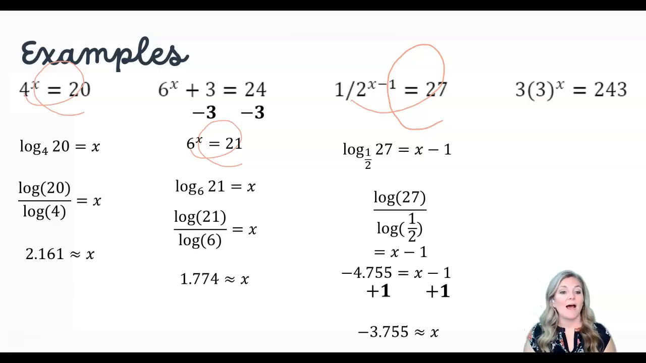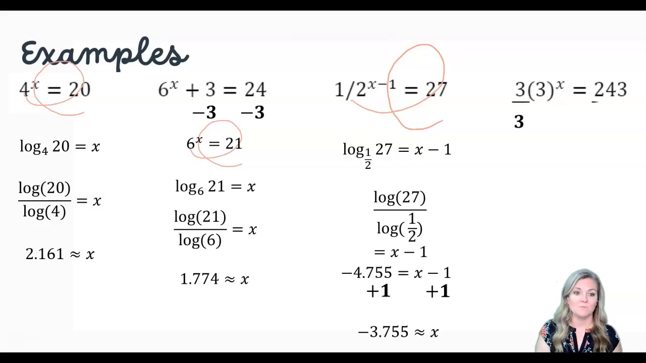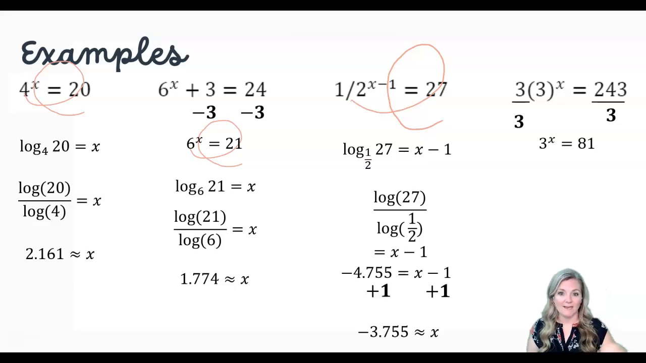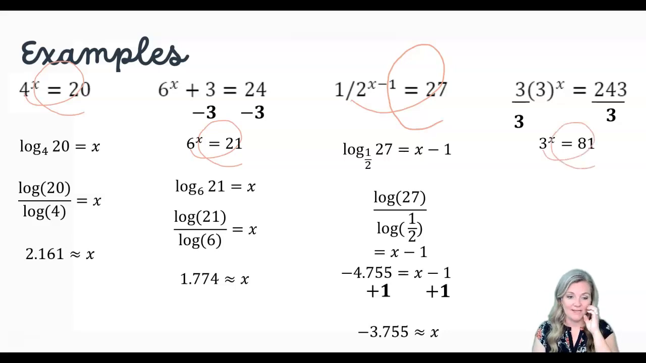This last one, I got to get b by itself. B is the part that's in the parentheses. So I do have a 3 that is in front. I have an a that I don't want there. So how do you get rid of that a? What is that a currently doing? That a is currently multiplying. So how do you undo multiplying? You divide both sides by 3. So you get 3 to the x is equal to 81. I need to get the exponent down, so I'm going to e it.